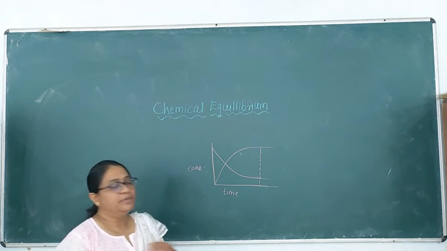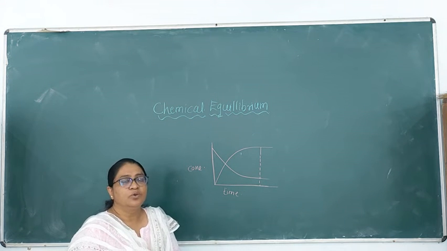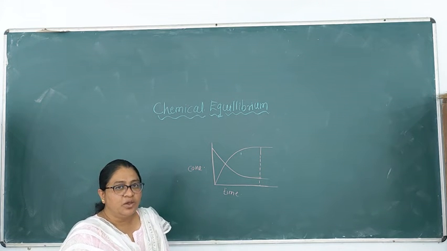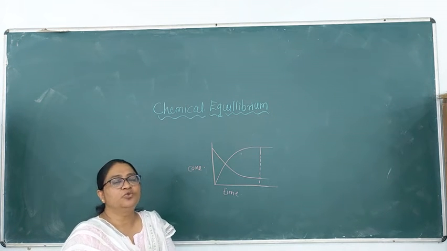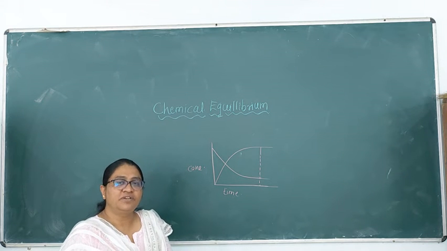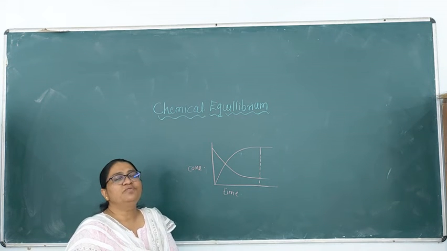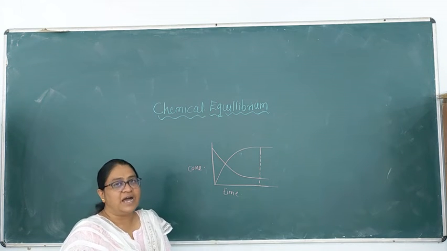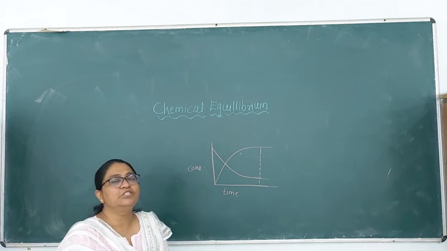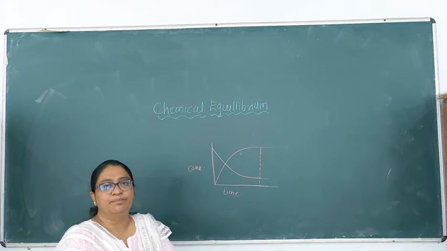See, some reactions generally go to completion. That means the reactants are quantitatively converted into products, and the amount of reactant left unreacted is very negligible. In such reactions, the reactants are practically completely converted into the products. A very negligible amount is left behind. Such reactions are said to go to completion.